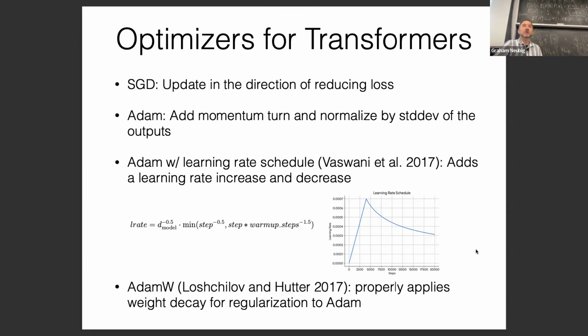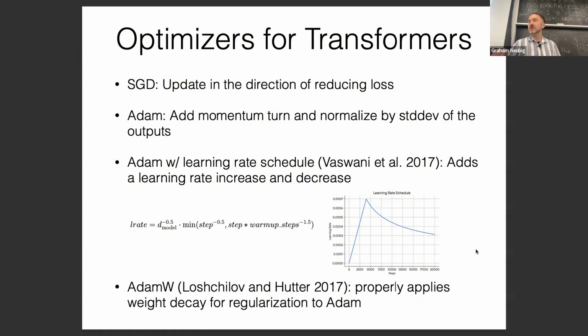AdamW is something that adds weight decay to Adam. The basic idea behind weight decay is that it gradually reduces the weights of the network. The reason why you want to do this is essentially adding regularization to the network. It's trying to reduce the very big weights. And this is equivalent to adding L2 regularization, if you're familiar with that from a machine learning class.